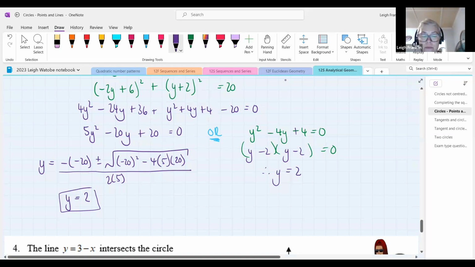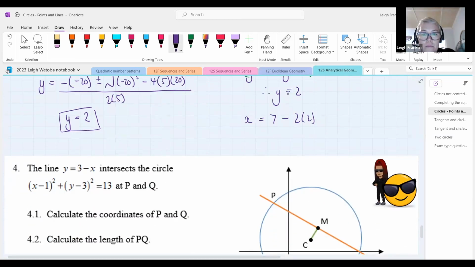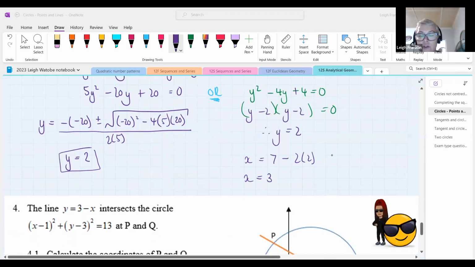Sorry, yes, it should. There we go. So when we worked out X, X would have been? Yes, there we go. Quite right. Okay, so one set of solutions, or one point of intersection, in question 1.3. So we should have got 3 and 2.